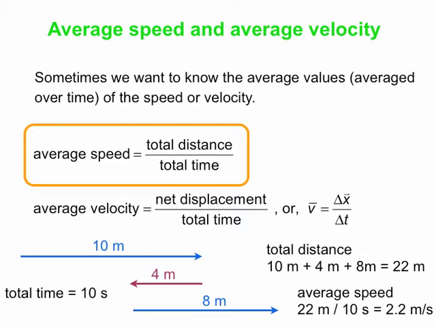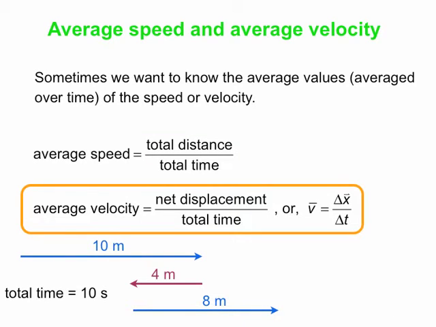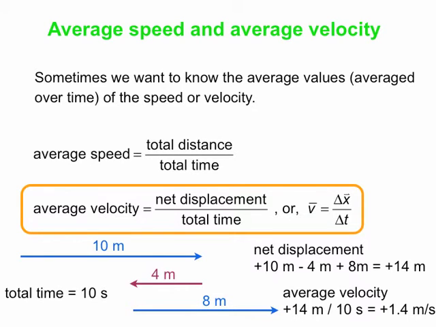Let's compare that to the average velocity calculation. Here we do have to take into account the directions. So it's all one-dimensional, so we'll use positive to indicate motion to the right, negative to indicate motion to the left. Then we add up the displacements, plus 10, minus 4, plus 8. That gets us a net of plus 14 meters. That means 14 meters to the right. Again, divide by the total time. The average velocity turns out to be plus 1.4 meters per second. Note that the average speed will only be equal to the magnitude of the average velocity when there are no changes in direction.